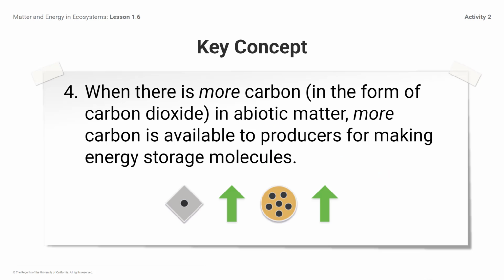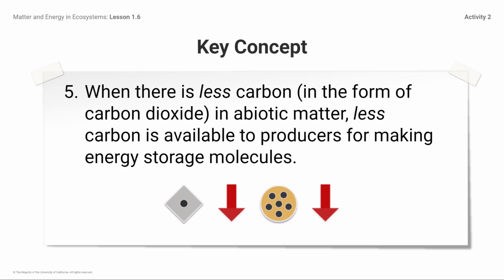Key concept. When there is more carbon, in the form of carbon dioxide, in abiotic matter, more carbon is available to producers for making energy storage molecules. The gray diamond refers to carbon, the yellow circle with the black dots represents energy storage molecules, and the arrows represent more or less. Key concept. When there is less carbon, in the form of carbon dioxide, in abiotic matter, less carbon is available to producers for making energy storage molecules.